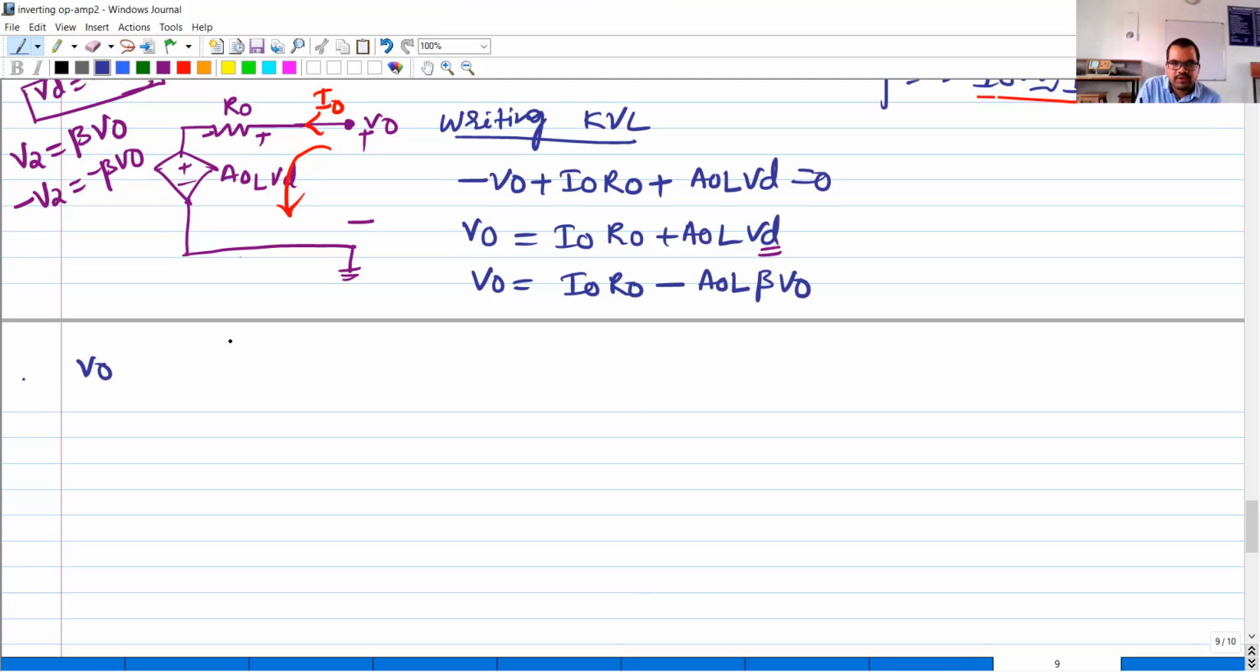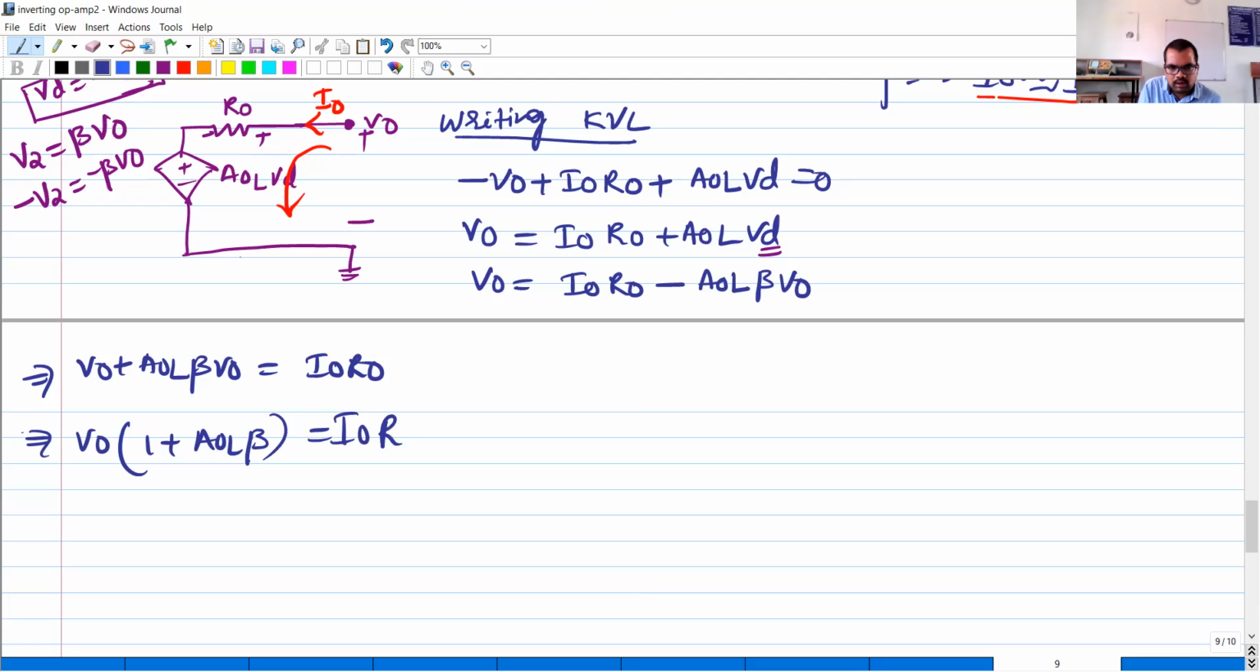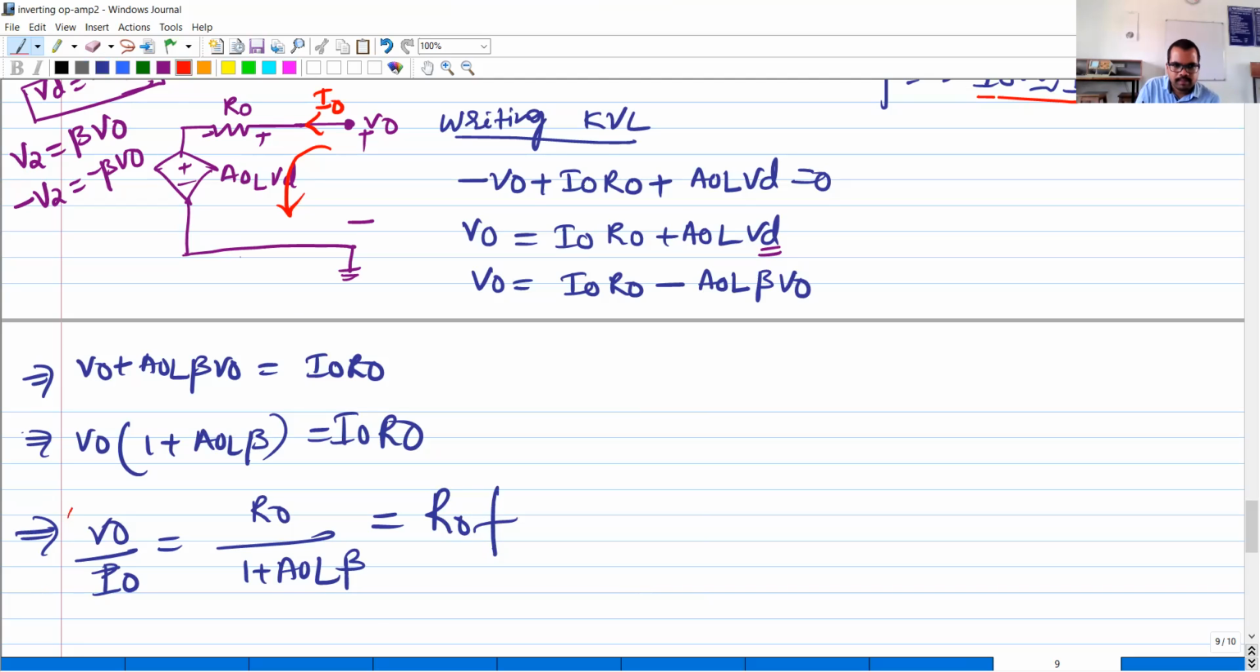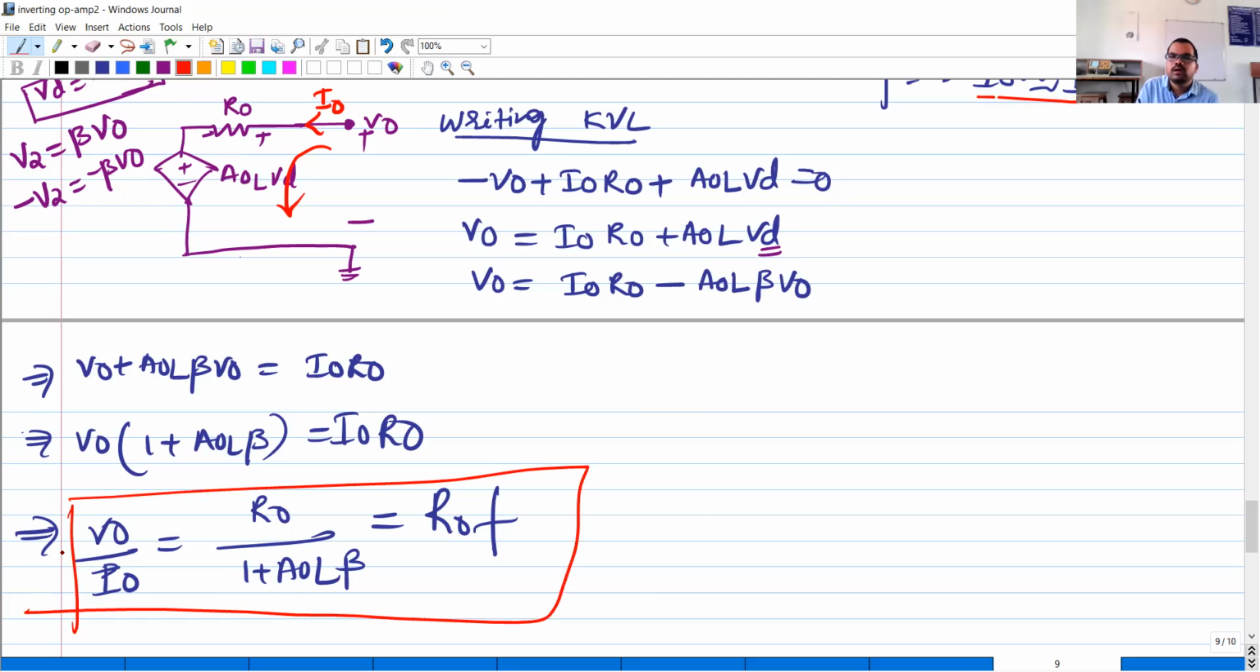From the above equation, I want to take the V0 terms to one side, that is, V0 plus AOL beta V0 is equal to I0 R0. Take V0 common: V0 times 1 plus AOL beta is equal to I0 R0. So V0 by I0 is equal to R0 by 1 plus AOL beta. This defines ROF.